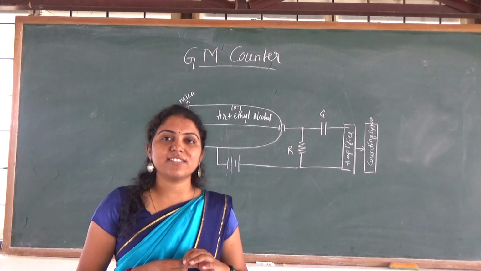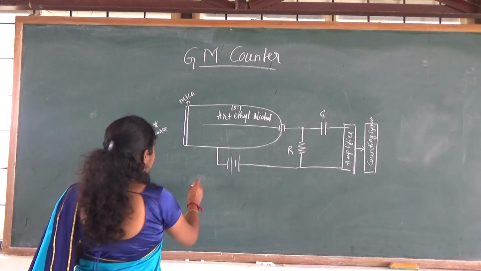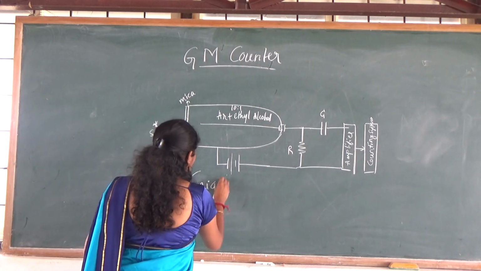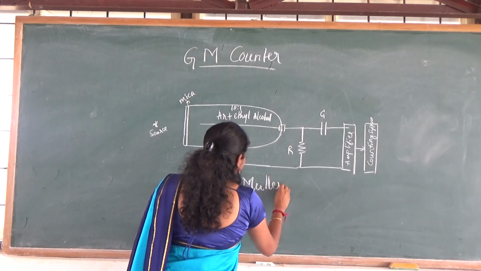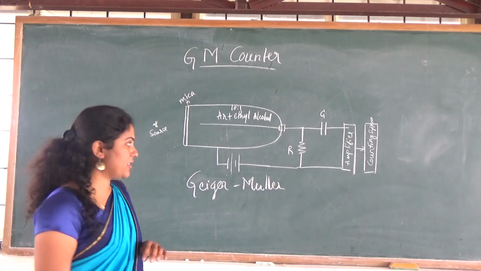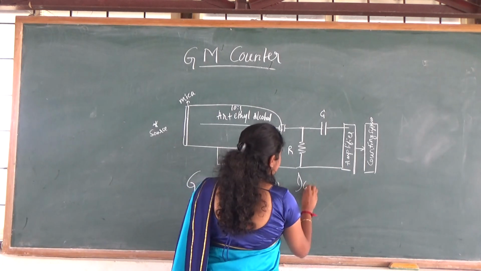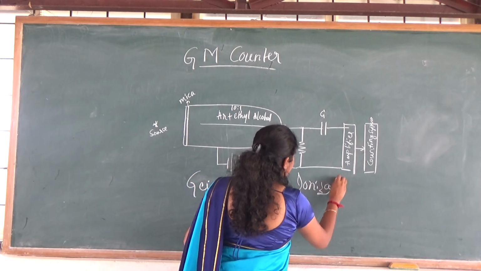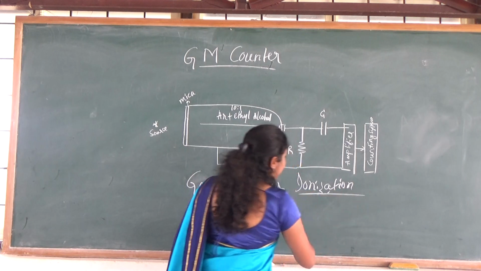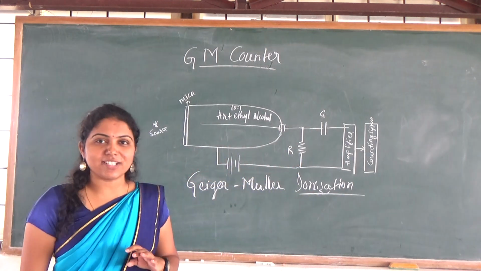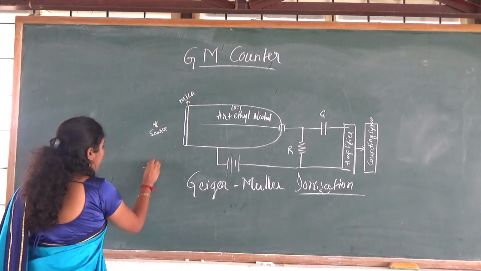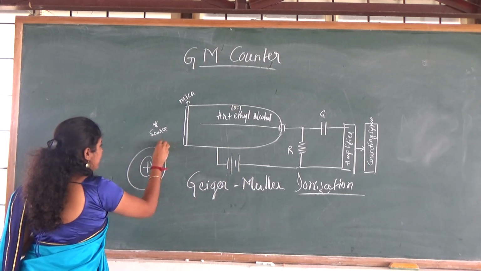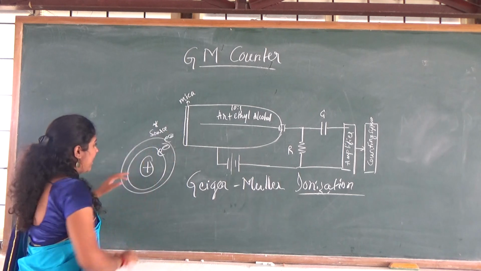You know what is GM? GM is Geiger-Müller counter. This counter is based on the principle of ionization. What is ionization? Ionization is nothing but the removal of the outermost electron from the atom.